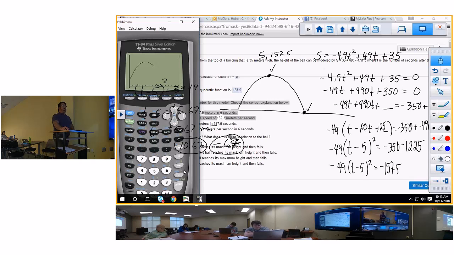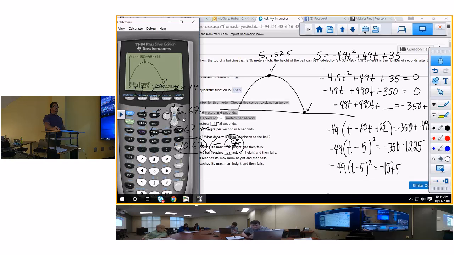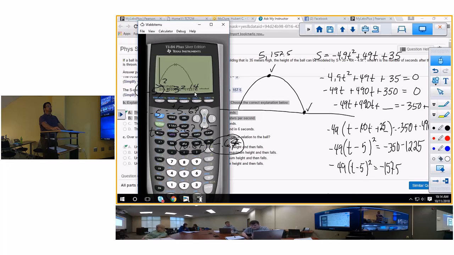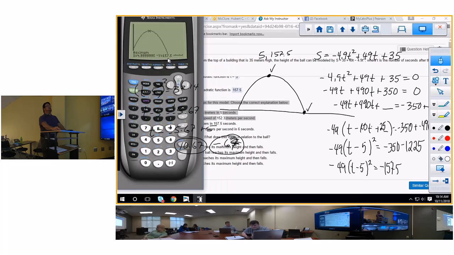And hit second trace and go to it. Maximum, it really doesn't matter whether you pick minimum or maximum. It goes through the same algorithms to find it. Left side is right there. Right side is right there. And that just narrows the search for the calculator. And there it is at 5 and 157.5.